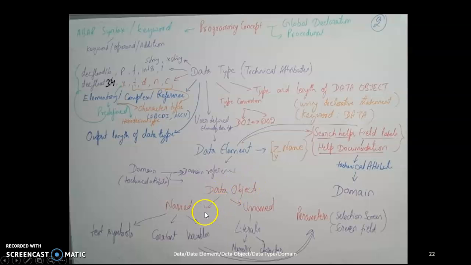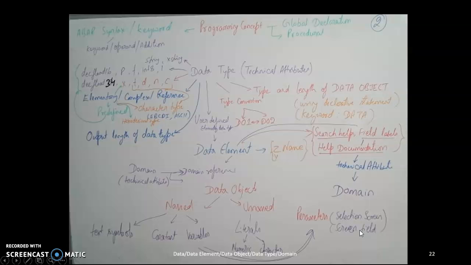Now the data objects which can be named are variables, and they can be constants. We can take our data type as a constant. We can take our text symbols. Unnamed data objects are literals, which are numeric literals, character literals, or string literals. Now data objects can be through variables and can be called from the parameter.